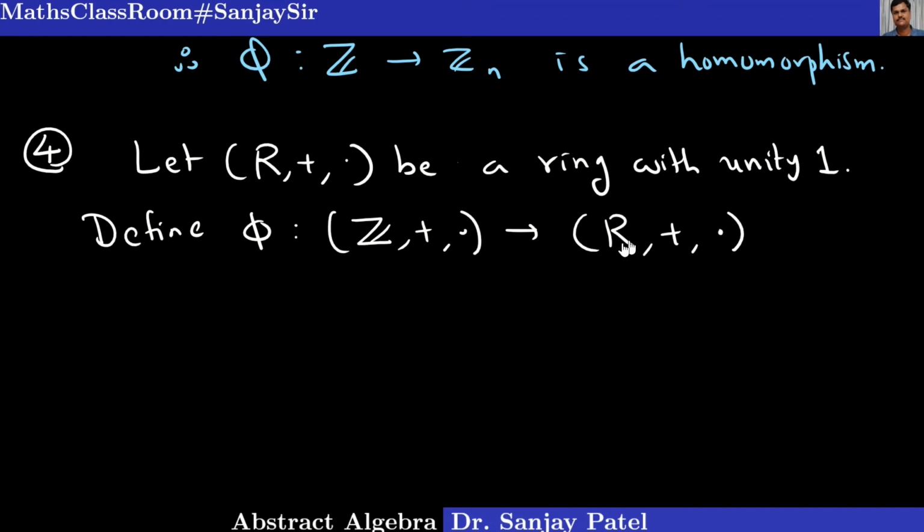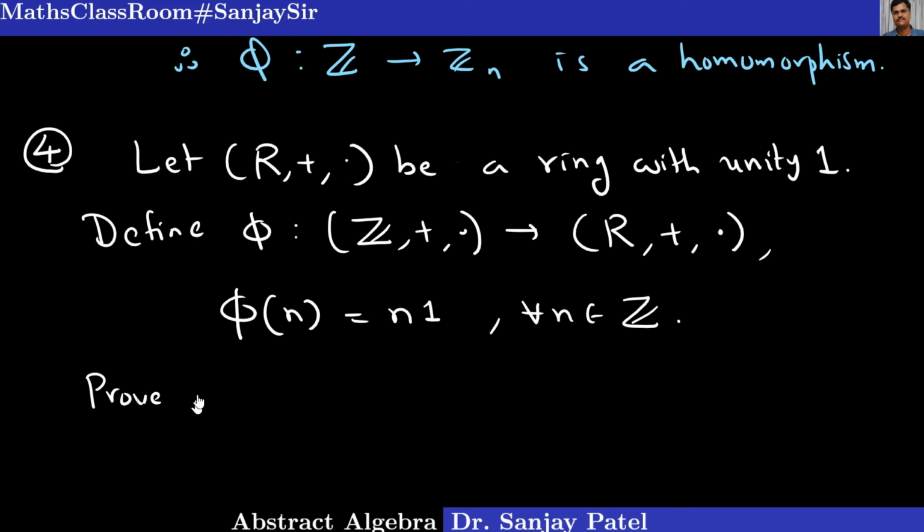So I don't know what is the set R, and I don't know what is this operation plus and dot. It is not the addition of real numbers. Remember, R is not the set of real numbers. It is the symbol for ring. We define a function phi from Z to R like this: phi of n for any n in the domain as n times 1 for every n belonging to Z. Then prove that this phi is a homomorphism.